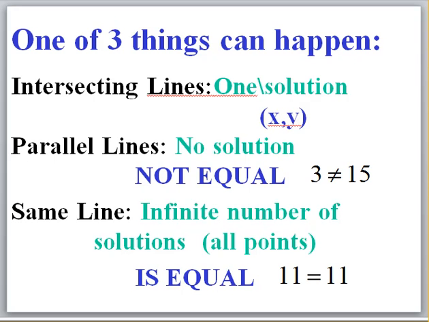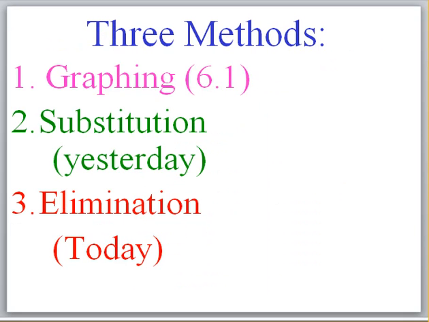So again, when you get a statement that something's not equal, you know there's no solution. If you get something that's equal, then you know that there's infinitely many solutions. So we've talked about three methods so far. Starting today is our third method. We've done graphing, we've done substitution, and today is the last one, elimination.